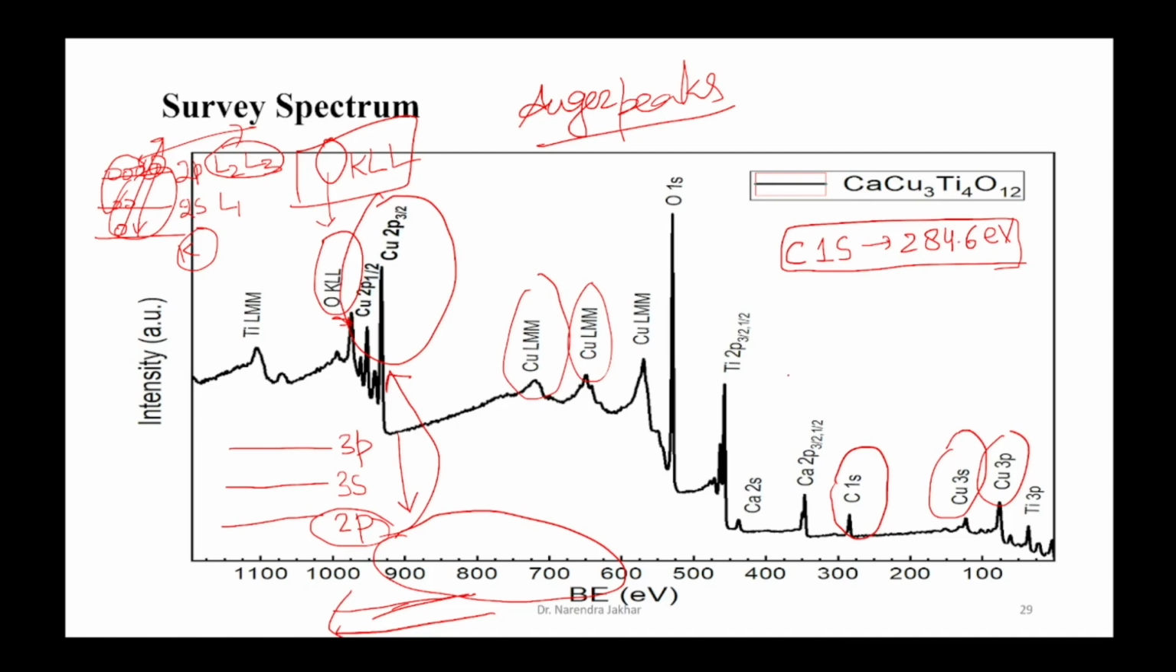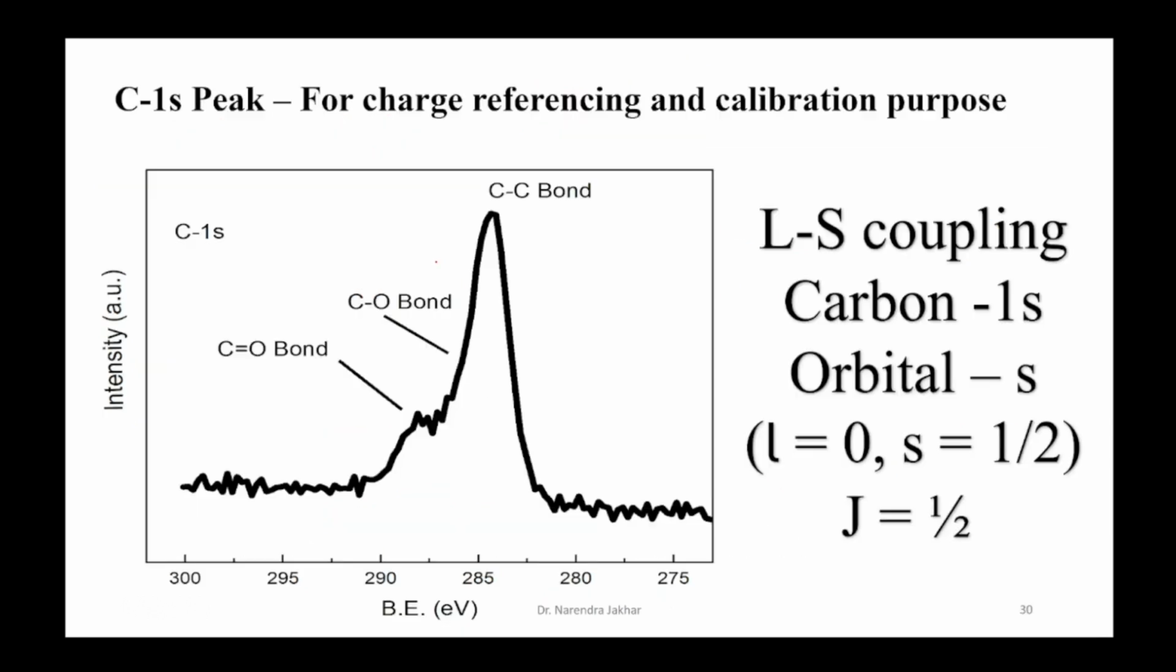One more thing we can see here is Ti2p 3/2 and 1/2, Ca2p 3/2 and 1/2, and Cu2p 1/2 and Cu2p 3/2. So there are two types of peaks. Oxygen has a single peak, carbon has a single peak, whereas Ti2p, Ca2p and Cu2p have two peaks corresponding to these electrons. In the next slide we will see the role of these J values, the total angular momentum values.